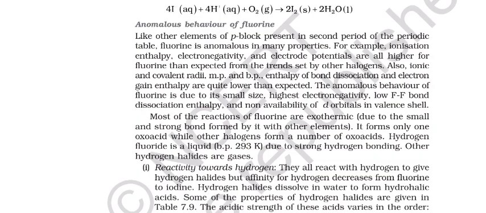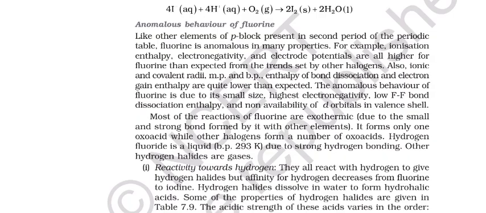Anomalous behavior of fluorine. Like other elements of the p block present in the second period of the periodic table, fluorine is anomalous in many properties. For example, ionization enthalpy, electronegativity, and electrode potential are all higher for fluorine than expected from the trend set by the other halogens. Also, ionic and covalent radii, melting and boiling points, enthalpy of bond dissociation, and electron gain enthalpy are quite lower than expected.